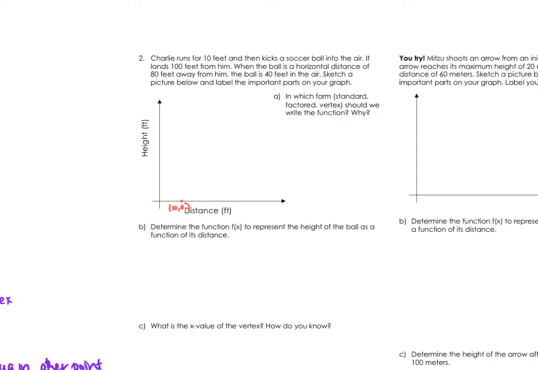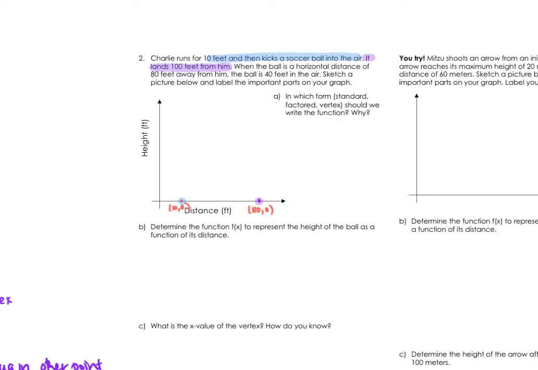Okay, then it says it lands 100 feet from him. Well, if this is where he's kicking it, 100 feet from him might be somewhere right here. And 100 feet from the 10 feet, the coordinates of this point isn't going to be (100, 0). Remember that he ran 10 feet. So this is going to be (110, 0). Let me just highlight what we have. When he runs for 10 feet and kicks a soccer ball in the air, that's this point. And then it landing 100 feet from him, that's this point.